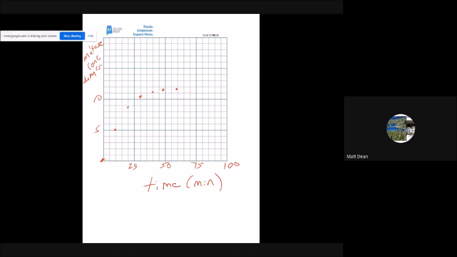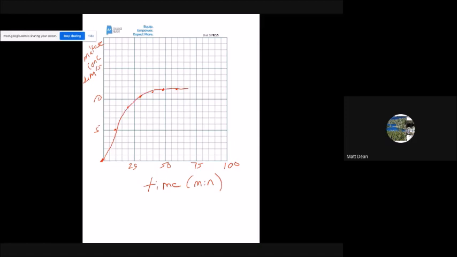All right, so typically if these points were in a straight line kind of configuration, we would want to go in and do a best fit line. But notice that these are definitely not a straight line configuration. This is a curve. So the best thing to do here is just to trace the curve, connect the dots, something like that.